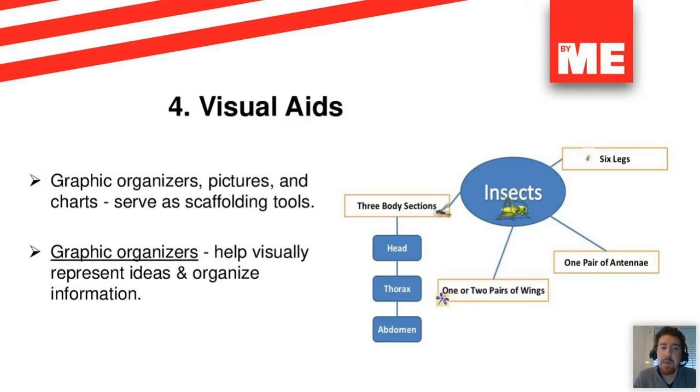Graphic organizers, pictures and charts, they all serve as scaffolding tools. They help to visually represent ideas and organize information. If we take this one on our slide as an example, insects, it's broken into the different categories. So the three body sections: the head, the thorax, the abdomen. We've got one or two pairs of wings, one pair of antennae, 6 legs. So this is clear. You've got the image in the middle and it's broken into categories.